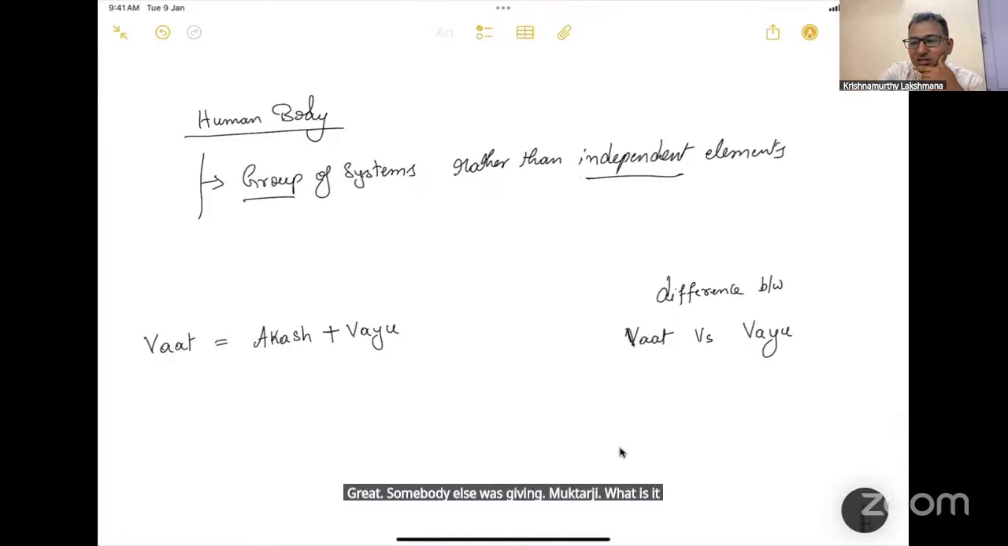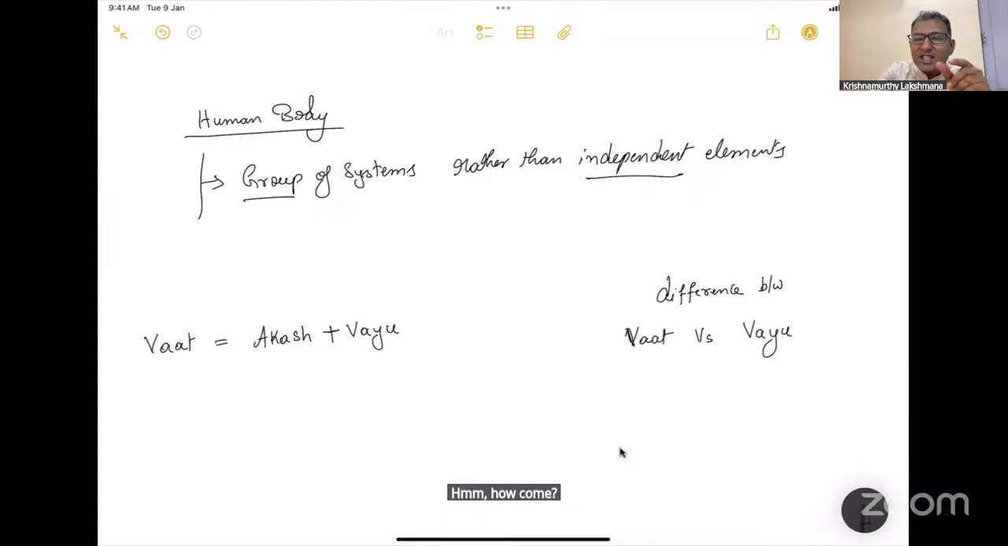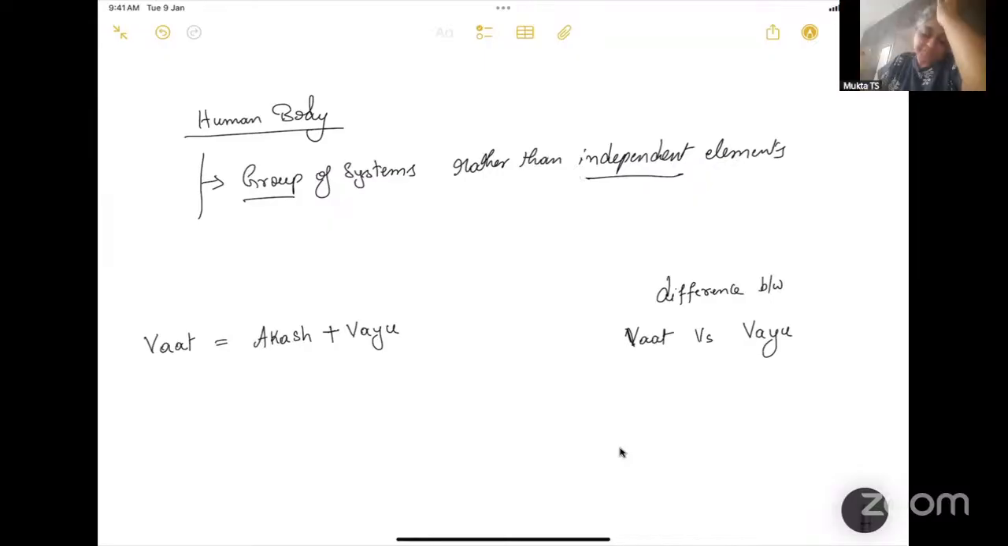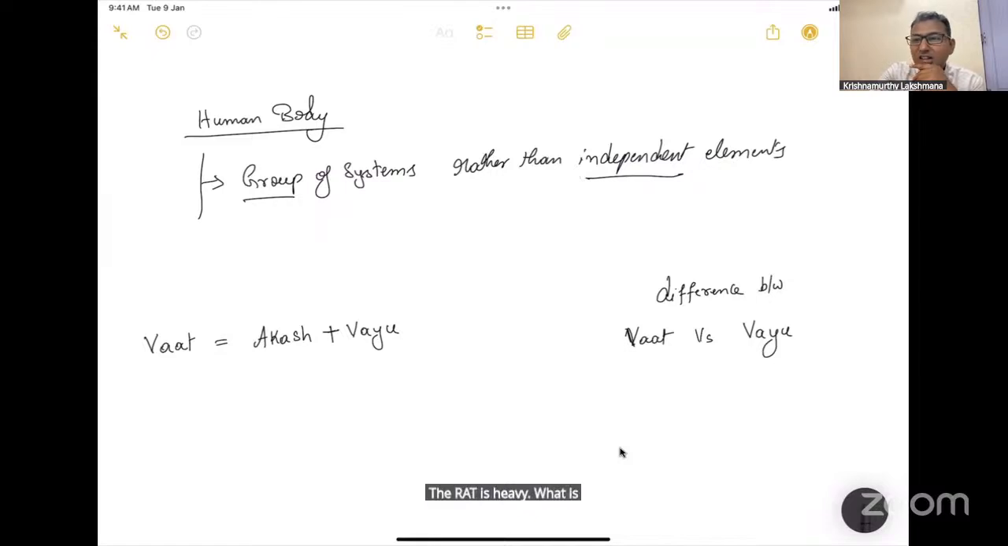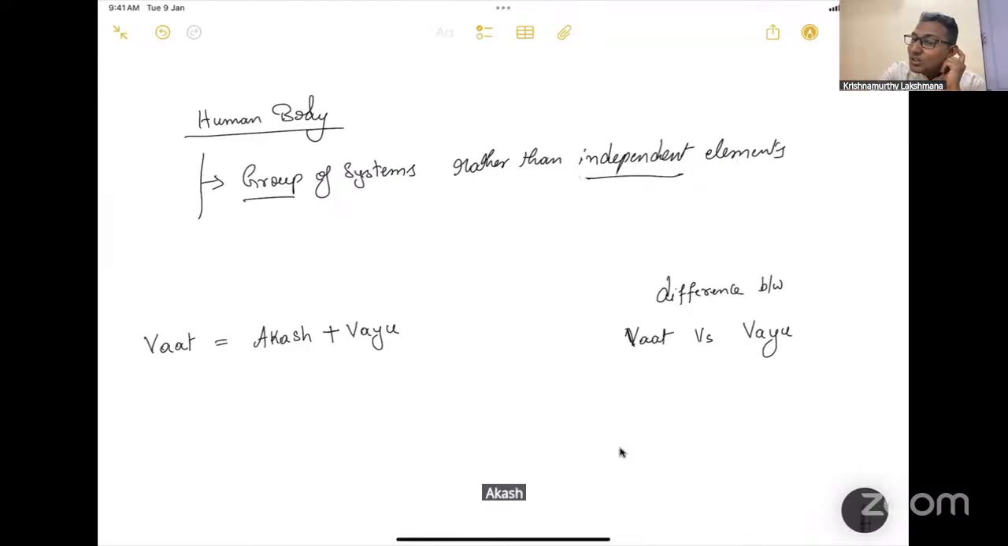Somebody else was giving. Muktaji, what is it? So Vat is stagnant, Vayu is movement. How come? Vayu is there inside Vat, right? Then Vayu is moving. Then how come Vat is not moving? Vat is heavy and Vayu is lighter. Is it because Akash is there in Vat? Akash, is it heavy or light? Akash is light, not heavy. Okay.